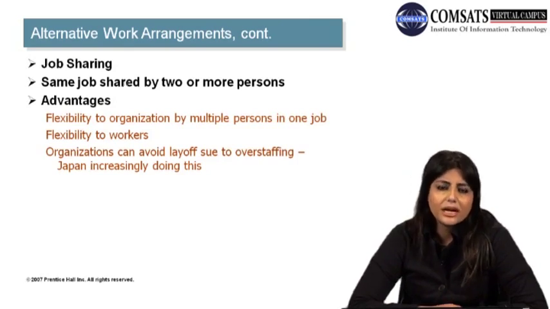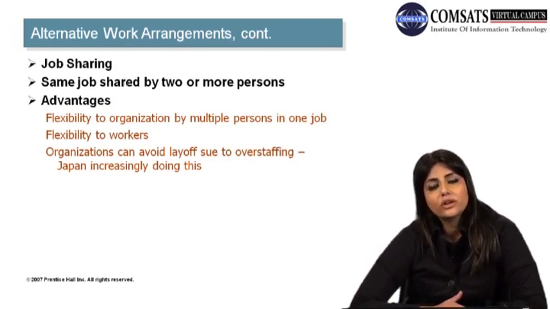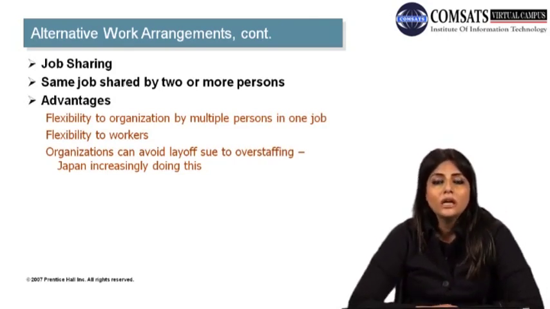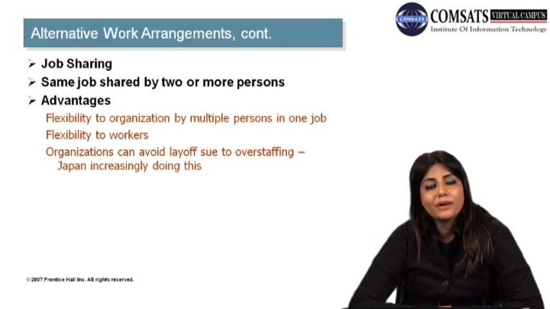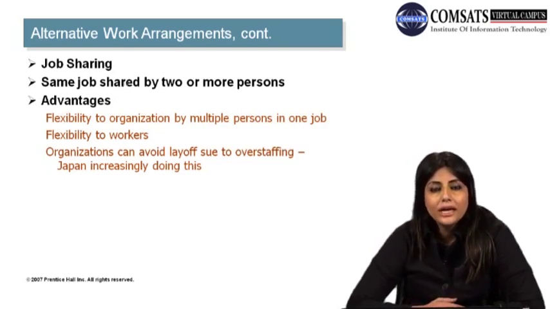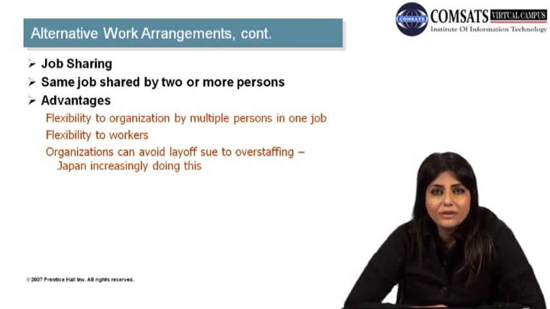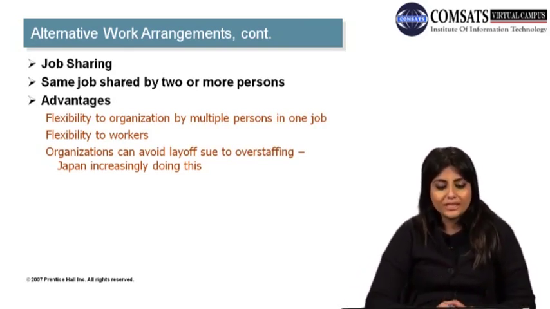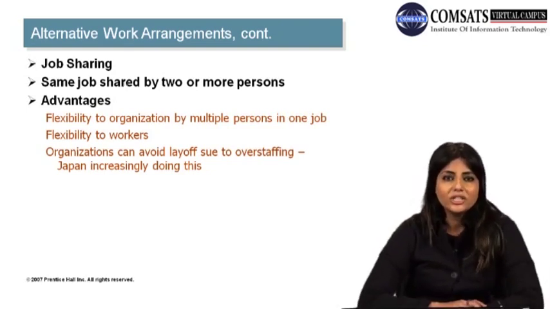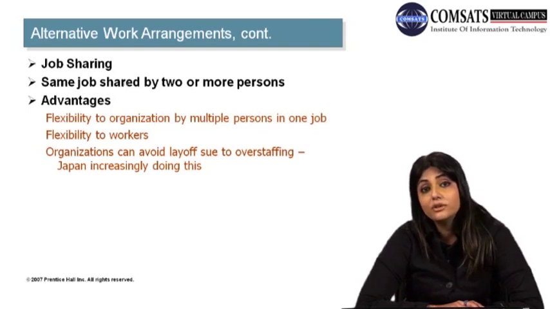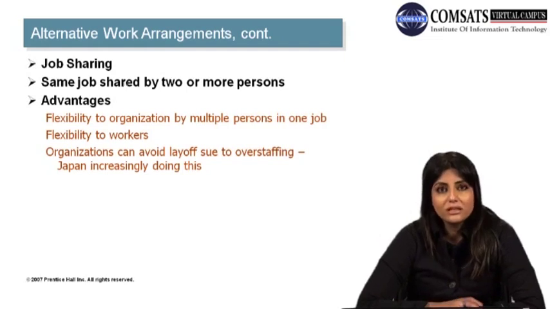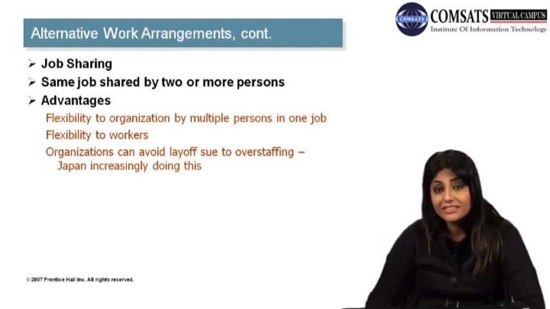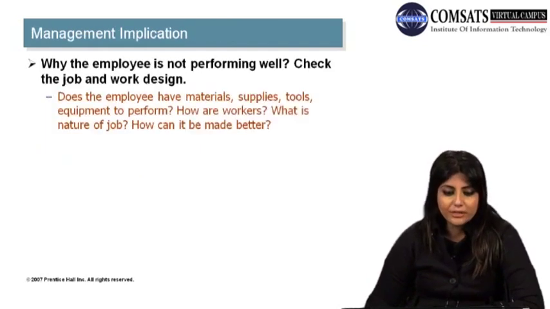It can be challenging for the organization because it might be difficult to find pairs of workers who can share the jobs, but it again gives flexibility, and it might be a very good option for people such as women who also have to attain work-life balance. It might not be possible for them to work 40 hours a week, and it might not be possible for retirees to work 40 hours a week. So it might be a very good option for them to share jobs, right? And for the organization, another benefit is that they can avoid layoffs due to overstaffing. Japan is an example, increasingly doing job sharing. So it gives flexibility to the organization as well as to the workers.